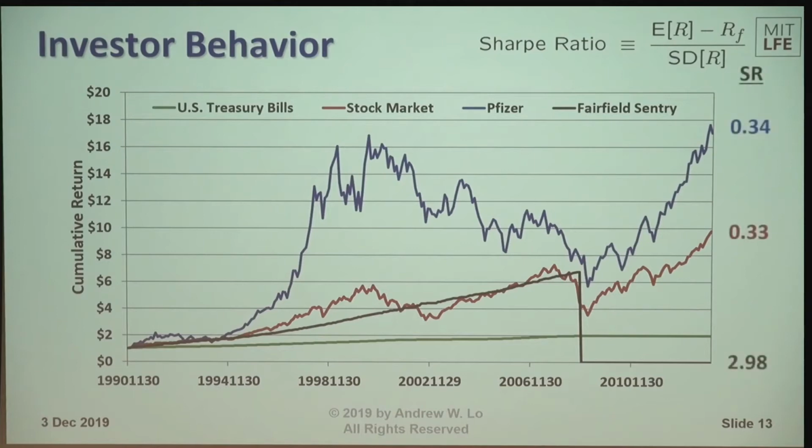And if you look at Pfizer and the S&P 500, the Sharpe Ratios are about a third compared to the Bernie Madoff Ponzi scheme before it blew up. It had a Sharpe Ratio on paper that was an order of magnitude higher. Sometimes when things are too good to be true, they aren't true.